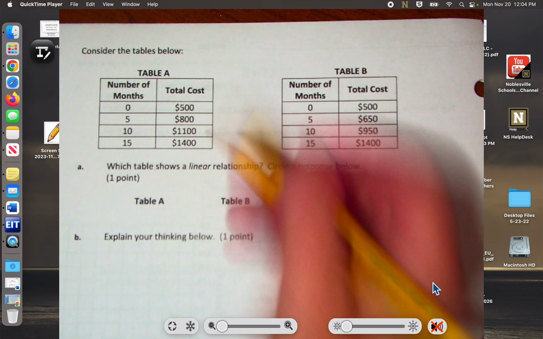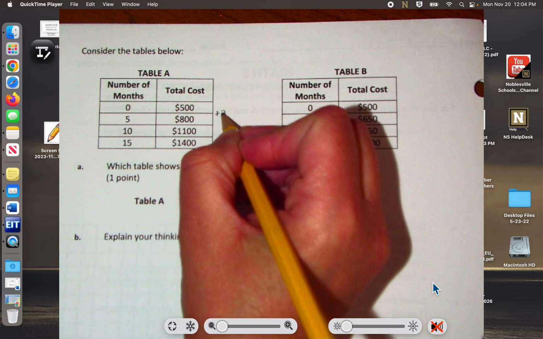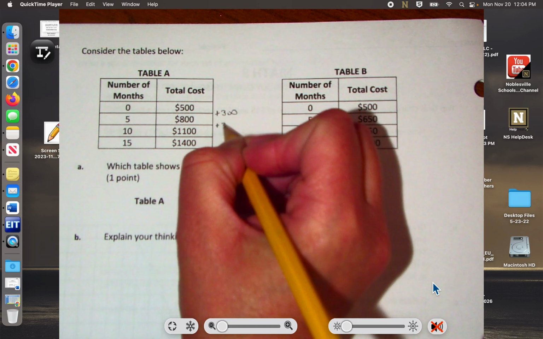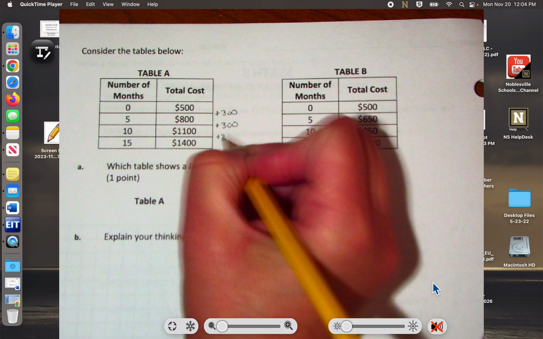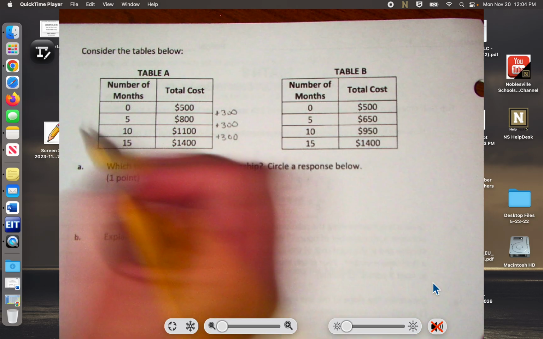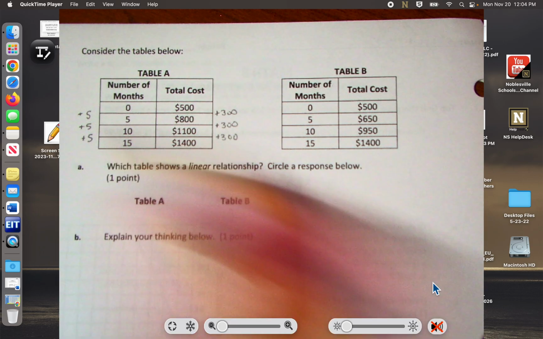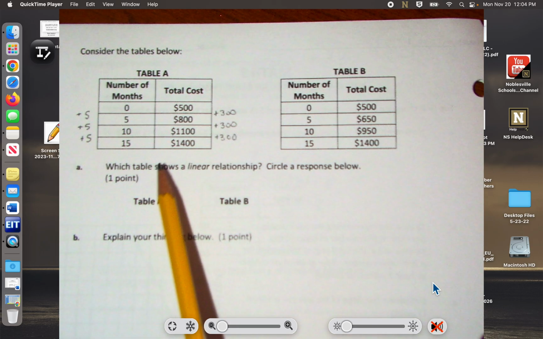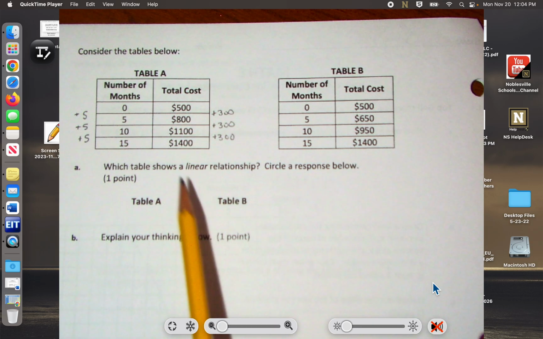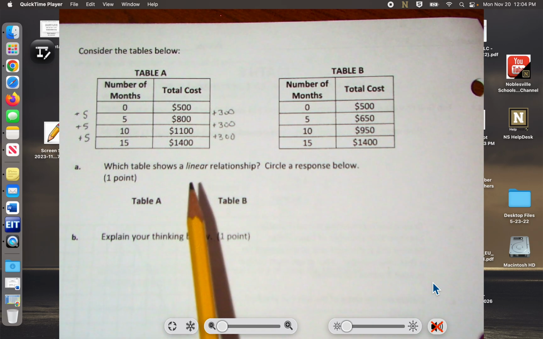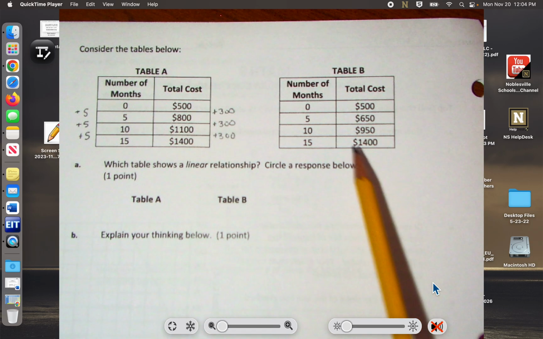So what I did here is I looked at the y values. Okay, this increases by 300. This increases by 300. I see a constant change here. And then I look over here, and these are all increasing by 5s. So right now, table A would be what? Linear or nonlinear? Linear. Let's check table B.